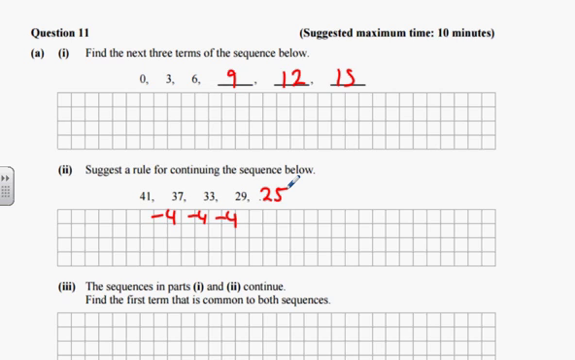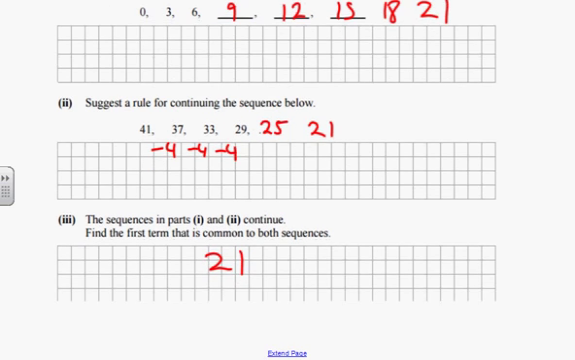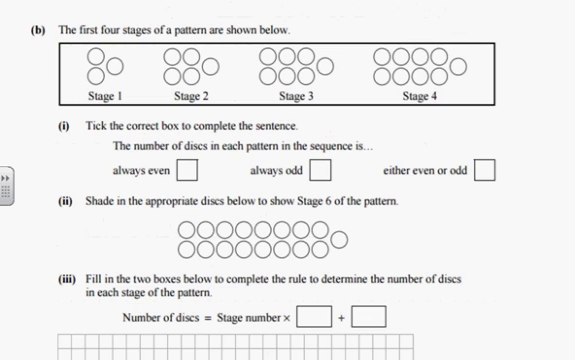The sequence in part 1 and part 2 continue. Find the first term that is common in both sequences. So you just go, what was it, 18, 21, and then the other one is 21. So 21 is common to both sequences. That's easy money, isn't it? Easy marks there.